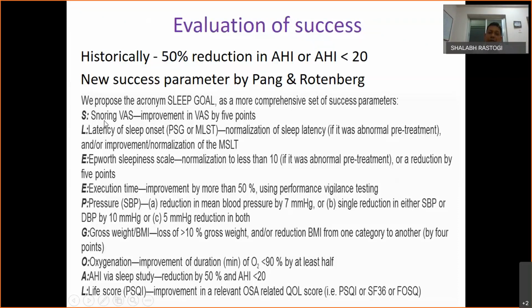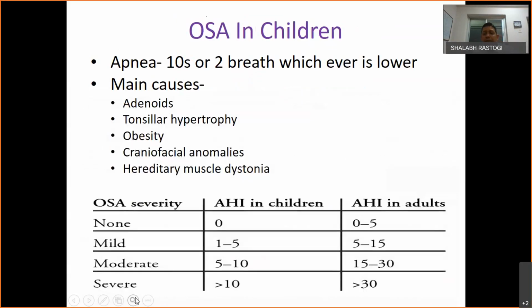The SLEEP GOAL: whether snoring is reduced, the latency of sleep onset improves, the patient gets better on the Epworth Sleepiness Scale, and various others, like oxygenation improves, AHI improves, and the quality of life score improves, and the pressure of the patient improves.